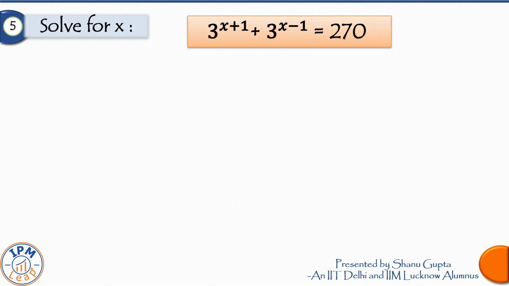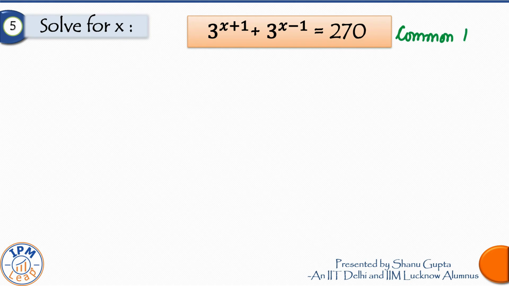Fifth question is similar to question number 4. You may pause the video and try it out on your own, and once you're done, let's discuss. So the exponential equation given to us is 3 raised power of x plus 1 plus 3 raised power of x minus 1 is equal to 270.